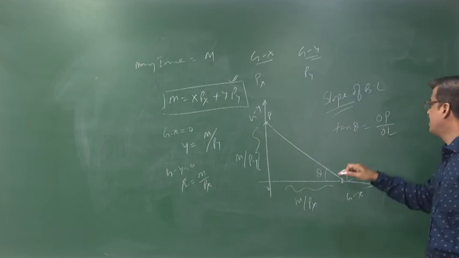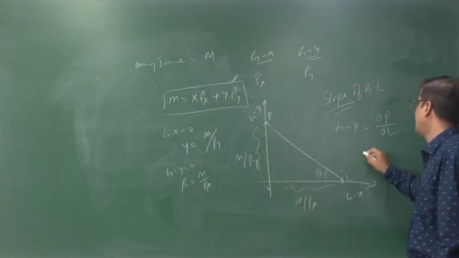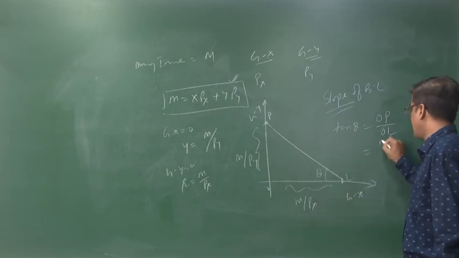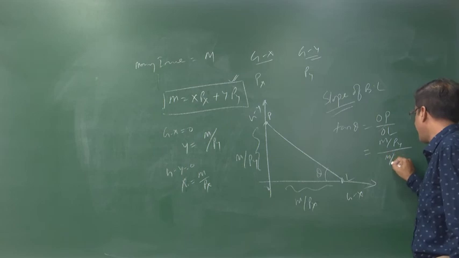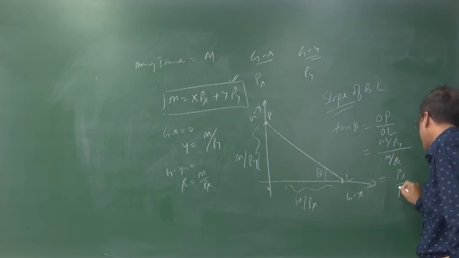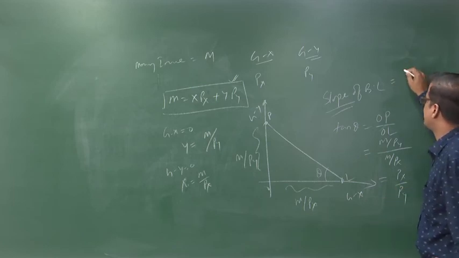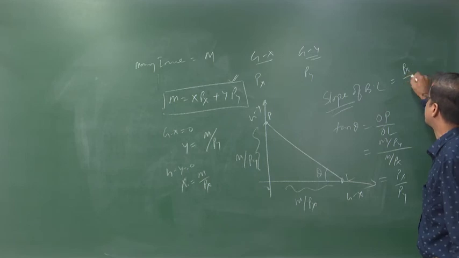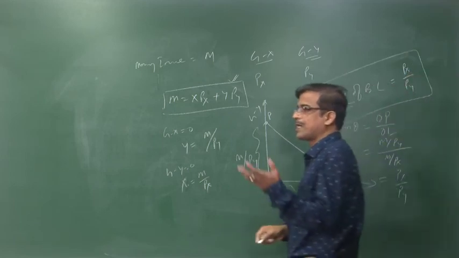What is OP? Why is it OP? Because it is the perpendicular divided by the base, OP by OL. And OP is how much? It is M by PY. What about the OL? It is M upon PX. When you simplify, it is nothing but the price of X upon the price of Y. So the slope of the price line, or the budget line, is nothing but the price of X upon the price of Y.